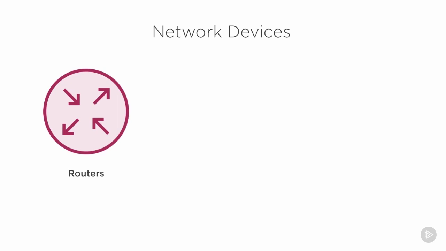And routers use things like Routing Information Protocol, Border Gateway Protocol, Open Shortest Path First. All of these are different protocols they use to try to learn what is the best way to route traffic to a destination.